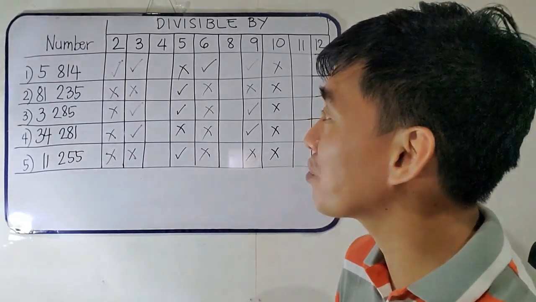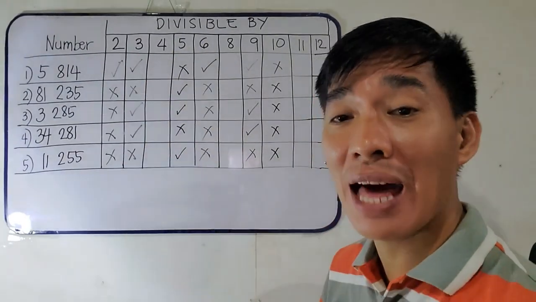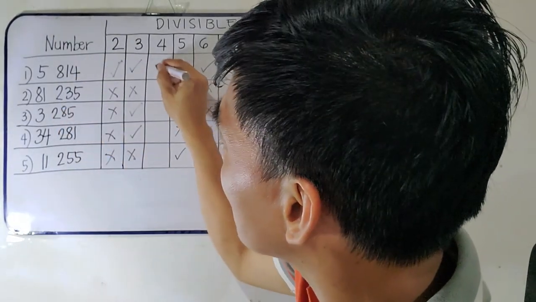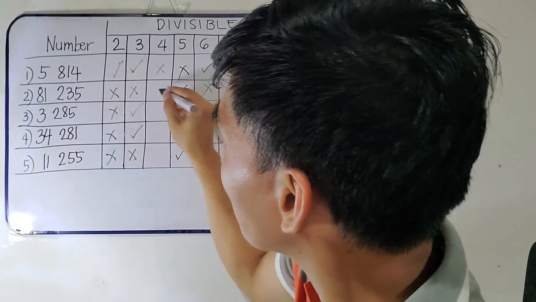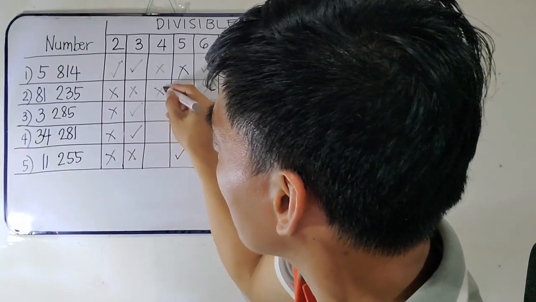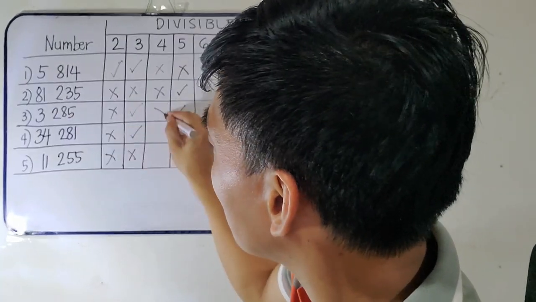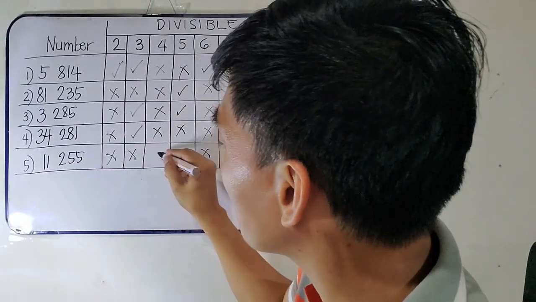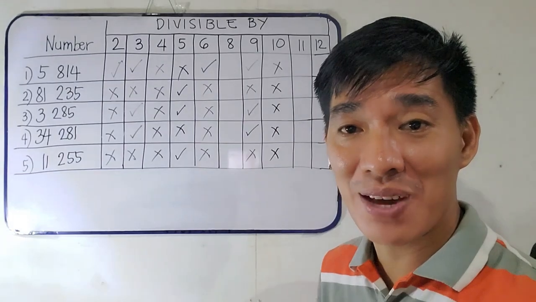And this time, let's proceed to the column of 4. We will have to look at the last 2 digits. 14 is not divisible by 4. 35 is not divisible by 4 either. 85 is not divisible by 4. 81 is not divisible by 4. 255 is not divisible by 4.